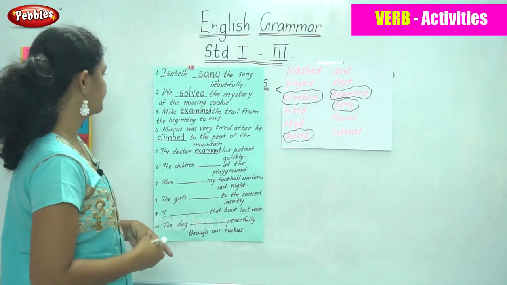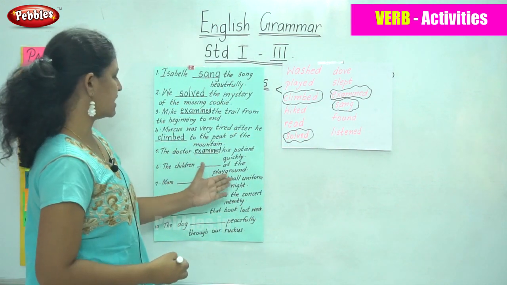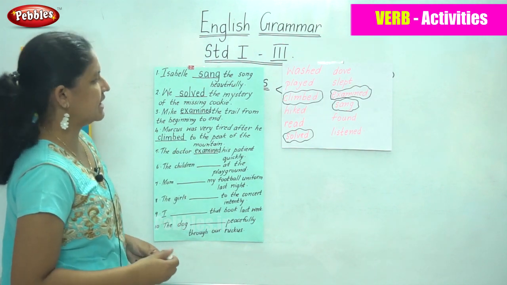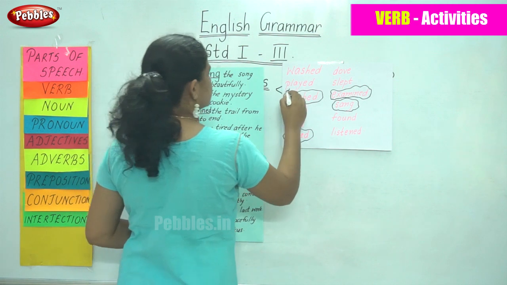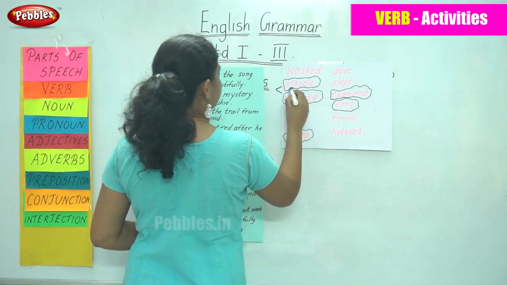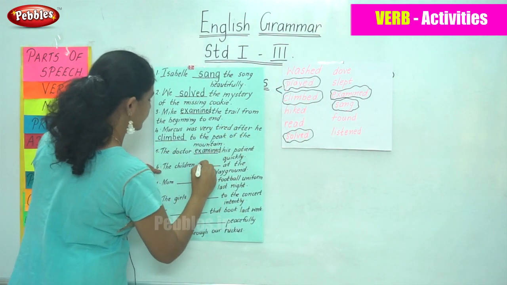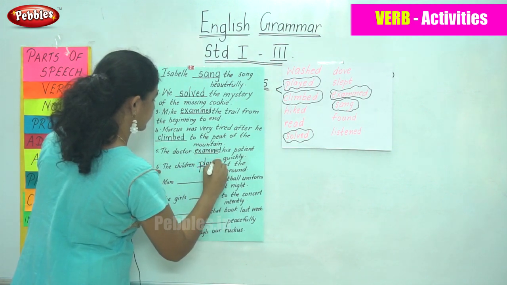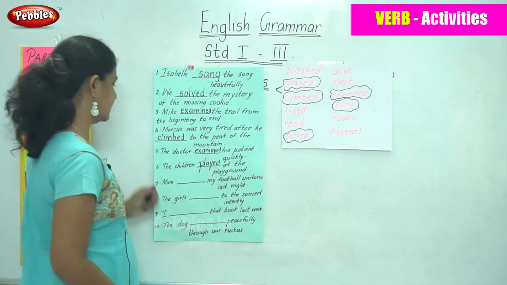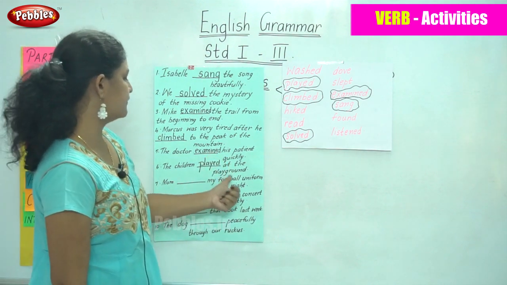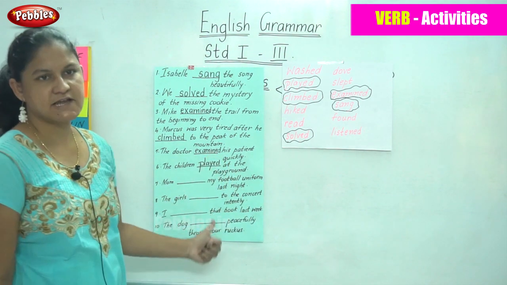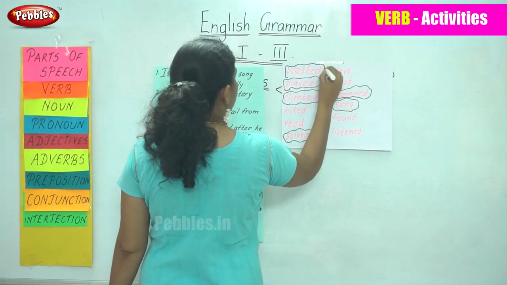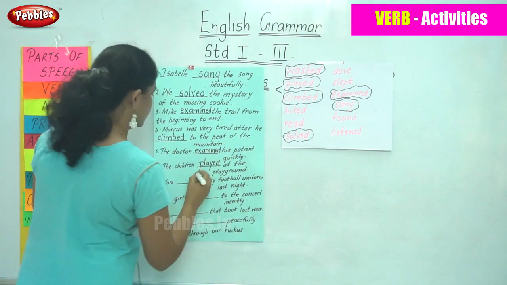The next, the children dash at the playground. So the children played at the playground. So the word played. So we have the word played. The next sentence, Mom dash my football uniform last night. So Mom washed my football uniform last night. So the word washed.